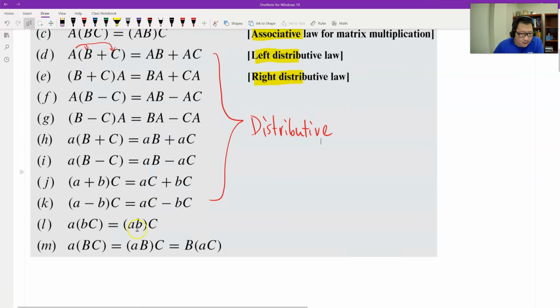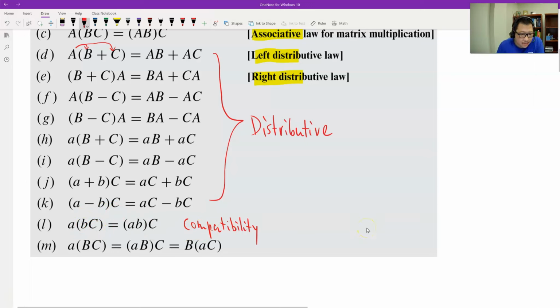And then L is compatibility. So we have a name; we call this compatibility. Why do we call it compatibility? Because the associative law is computable. Okay, it's compatible. It's consistent among the two operations. One operation is matrix scalar multiplication. Another operation is scalar number multiplication. Okay, see, the associative still works, so we call it compatibility among the two operations.